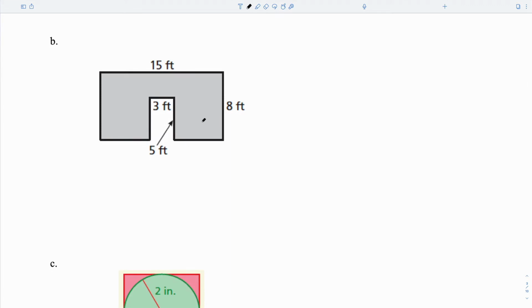I want you to try to work. I'm going to give you 2 minutes to work with the partner. Try to sort out what I would do to find the bigger rectangle versus smaller rectangle. Go. Talk about it. Rectangle versus rectangle.